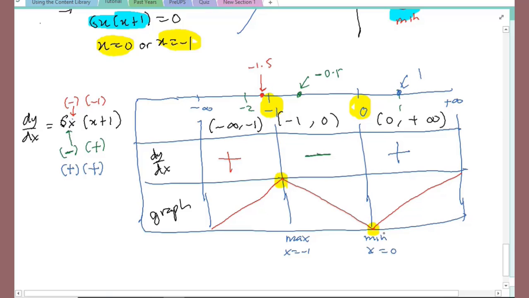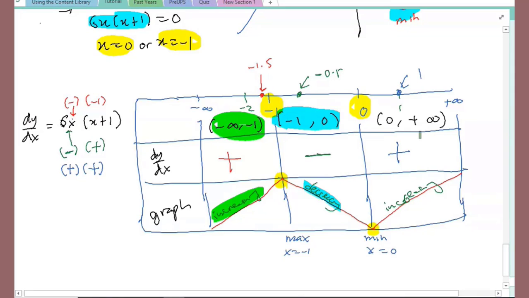So when talking about intervals in this syllabus, you need to know this. This interval is increasing, this is the increasing interval. This one is decreasing, the decreasing interval. From -1 to 0 it is decreasing, and from negative infinity to -1 it is increasing, and 0 to positive infinity is increasing.